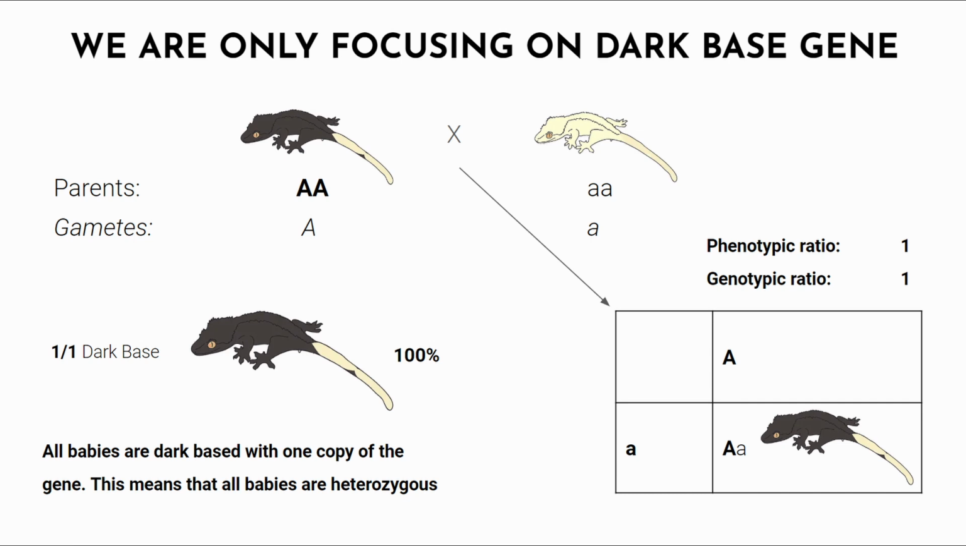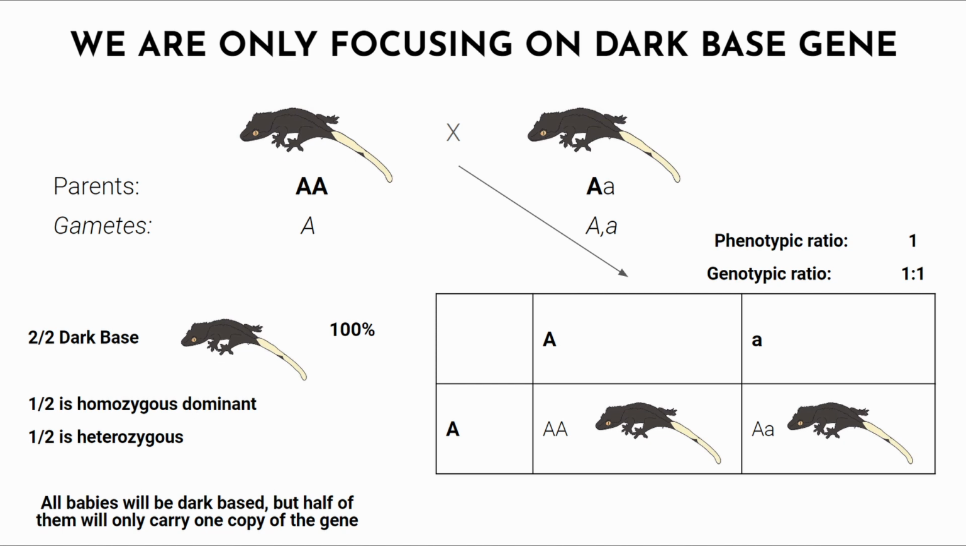This is because the only gametes that are being passed on are big A and small a, while the parent that carries big A is only going to pass big A. The parent that is carrying small a is only going to pass small a. When you put together the gametes, the only possibility is big A small a, and this means that all of the kids are going to be heterozygous for black base.